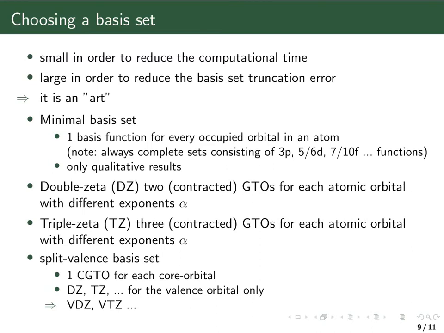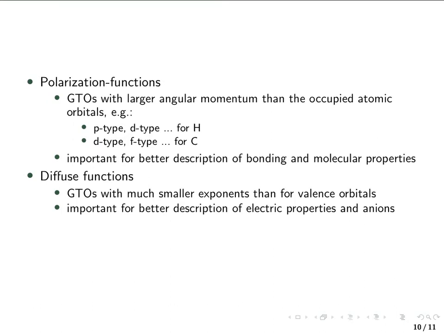So far, so good. However, one quickly found out that if one wants to describe the formation of bonds accurately, then it is necessary to add also some extra functions. An extra function means functions with a larger angular momentum than the occupied atomic orbitals would have. And these functions are called polarization functions because they allow one to introduce some polarization of the occupied orbitals.